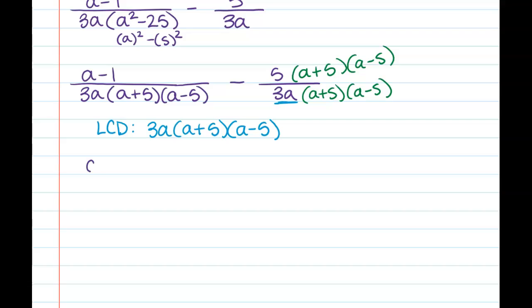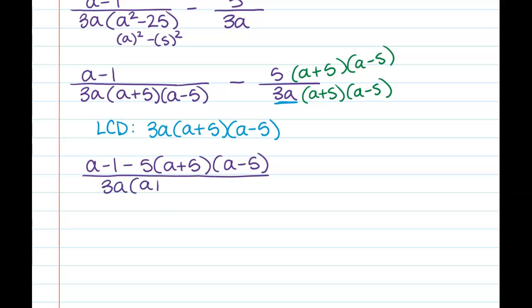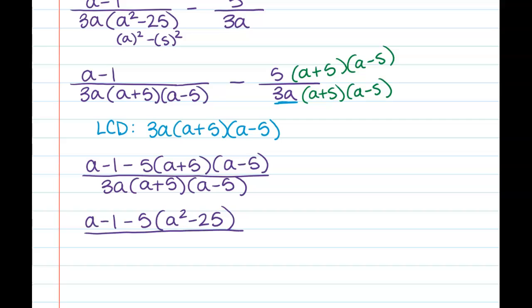So then if I put this together, a minus 1 and then minus 5 times a plus 5 times a minus 5, all over 3a times a plus 5 times a minus 5, which is a minus 1 minus 5. So I know that a plus 5 times a minus 5 is a squared minus 25. We saw that up above, but you could always multiply through if you wanted to. 3a, a plus 5, a minus 5.